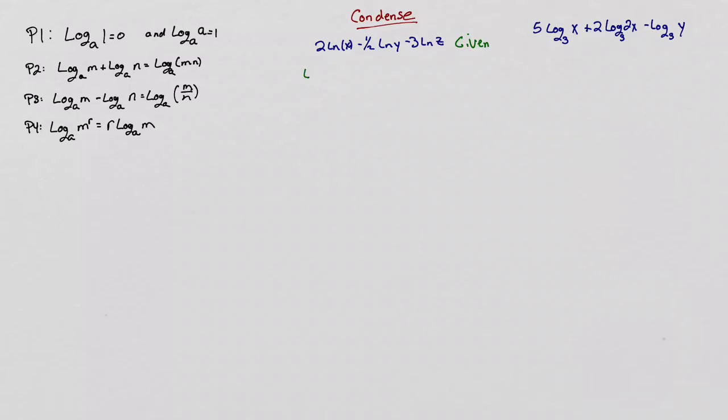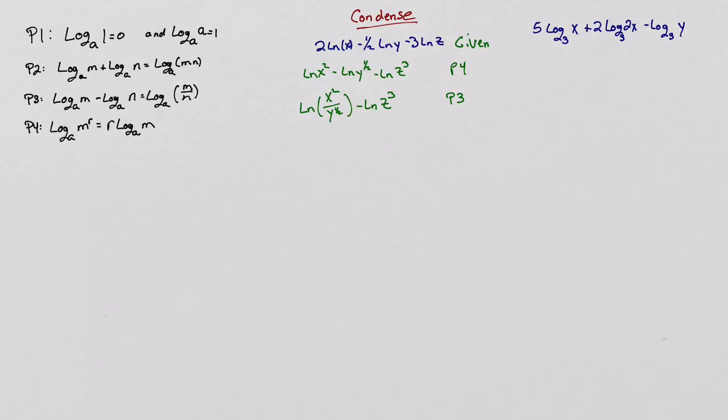So when I do that, I will get ln of x squared minus ln of y to the 1/2 power minus ln of z cubed. And of course, this is our fourth property, the power rule. Now I'm going to do these one at a time. Using property 3, which is our quotient rule, we're going to have ln of x squared over y to the 1/2 power minus ln z cubed, and of course that is our third property. And then I'm going to go ahead and divide again.